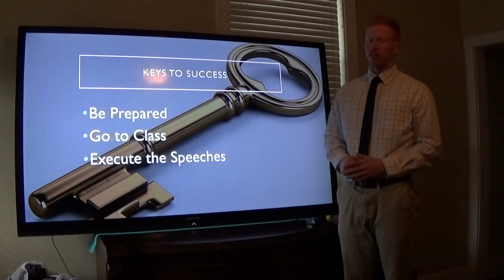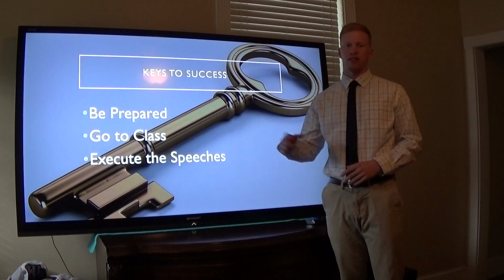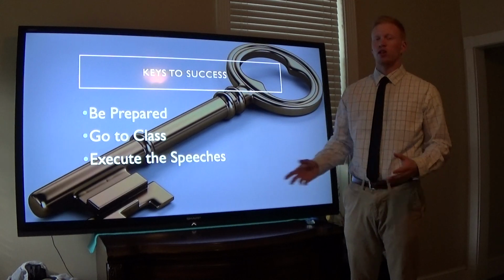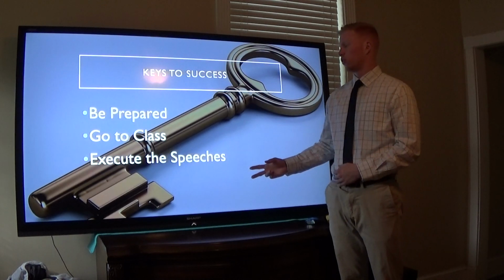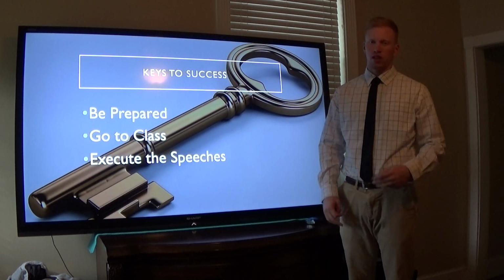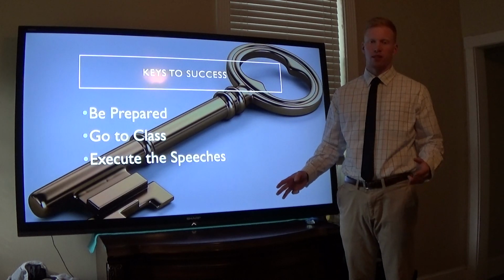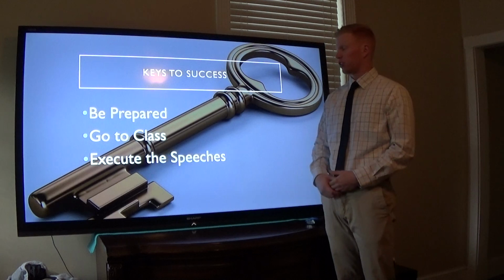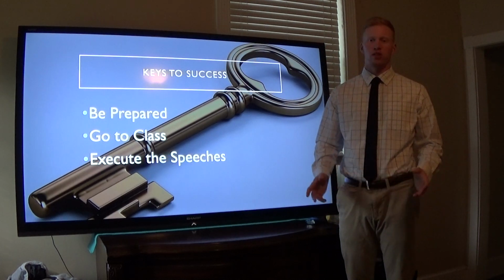Three keys to success in this class. One, be prepared. As in anything in life, if you want to be successful at it, you got to know what you're going into. Two, show up to class. It's probably the easiest step. You get an attendance grade, and there's hardly a time you're going to miss something that's going on if you're in class paying attention. And third, executing speeches.